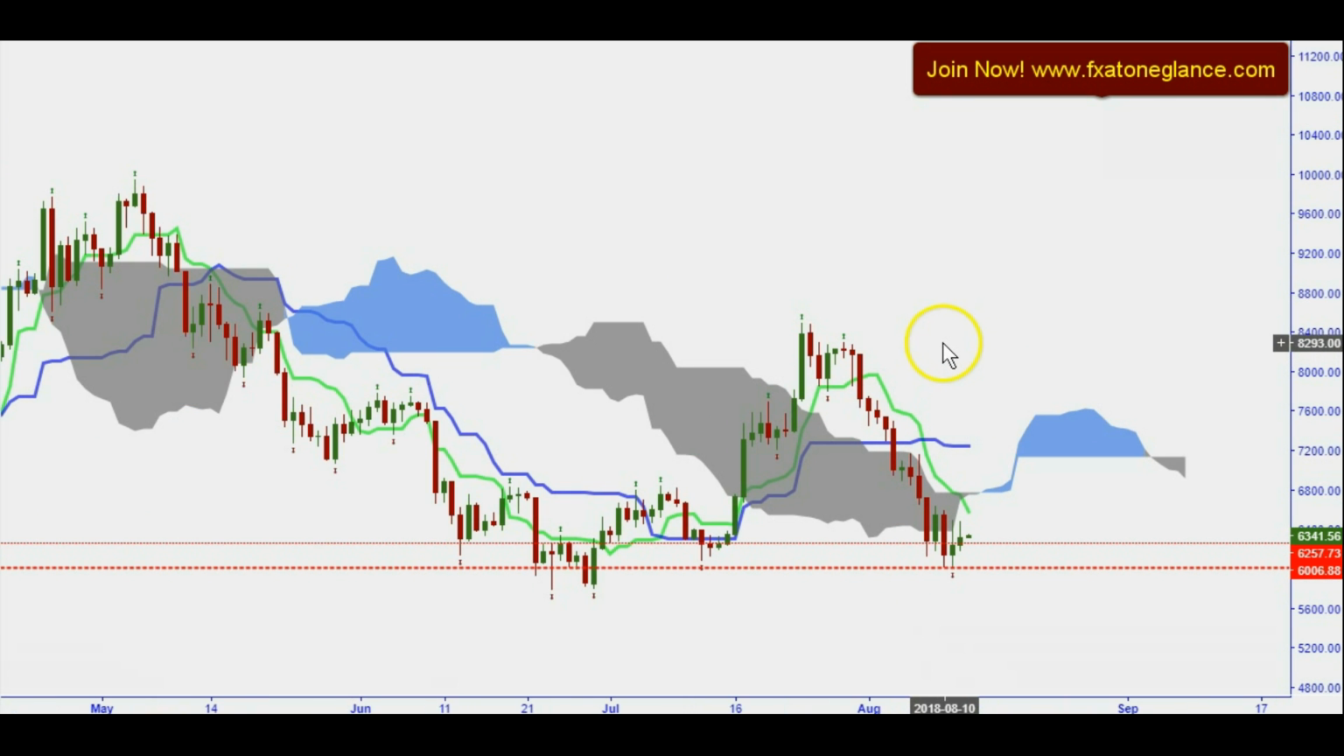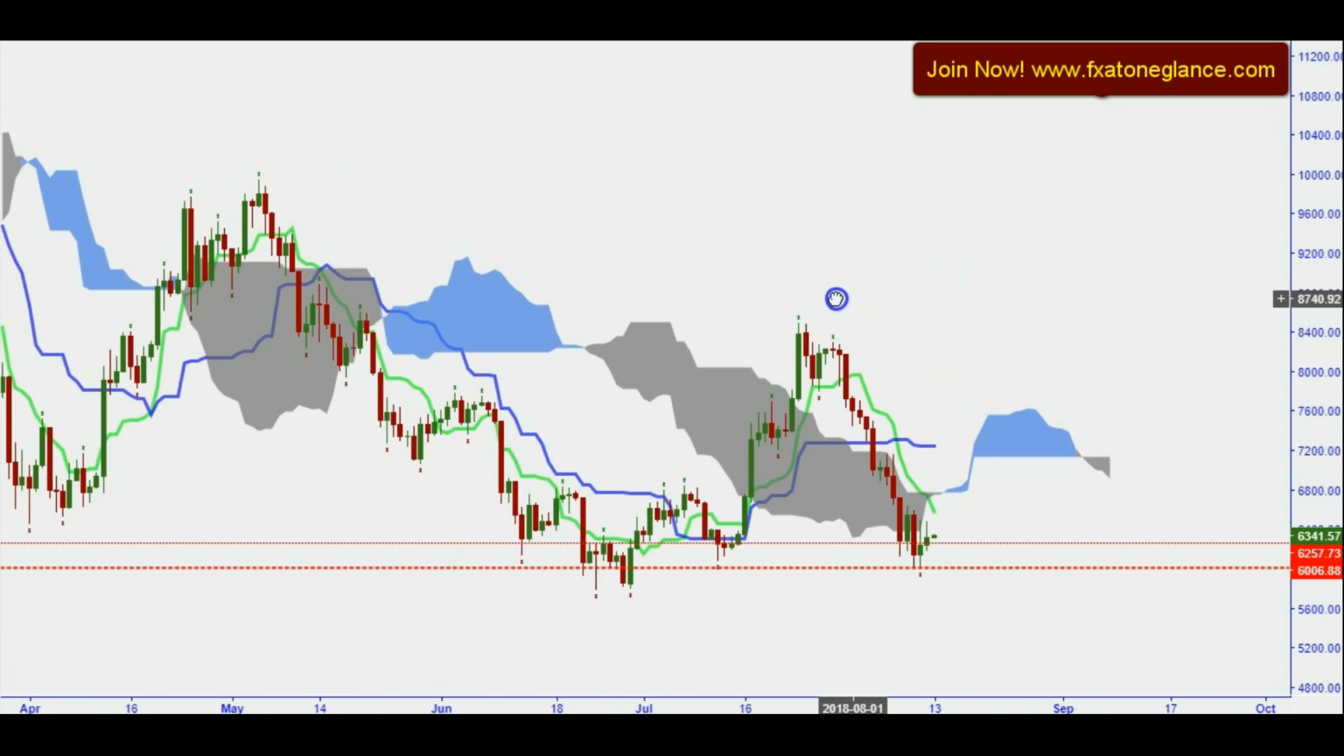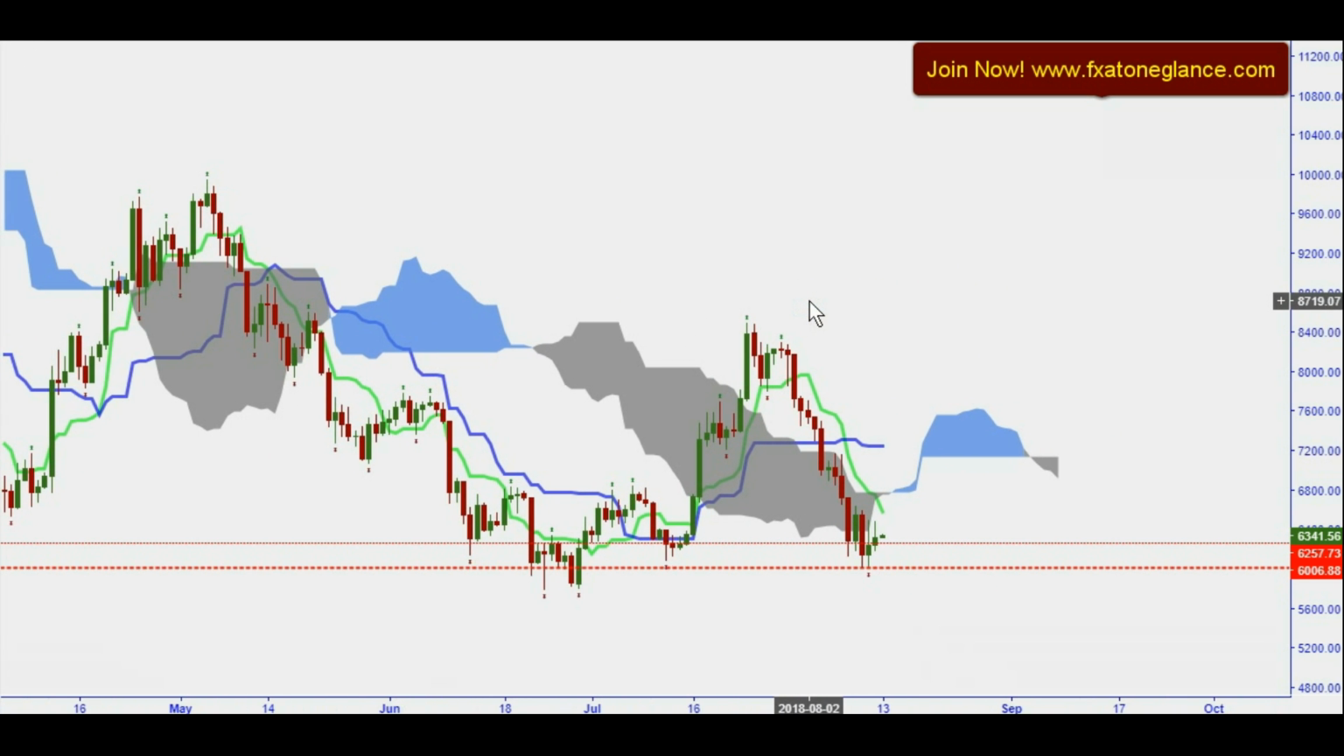So that's how you trade this with Forex, with cryptos, with any asset. You can trade this and it works good for you.